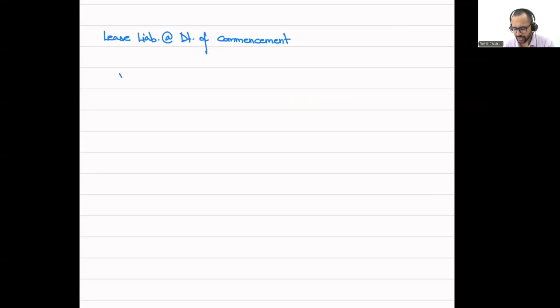Now we are going to start by calculating the lease liability at the date of commencement of lease. On the date of commencement, the amount of lease payments required to be made is rupees 1 lakh per annum, and the term of the lease was 10 years. So the lease liability would be calculated as: years 1 to 10, I have a cash flow of rupees 1 lakh. Remember, this is like an annuity cash flow.